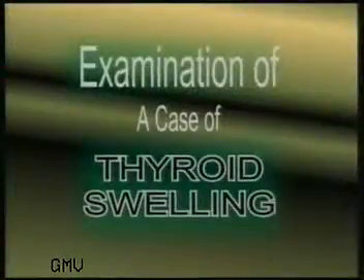Examination of thyroid swelling. The thyroid gland is located in front of the neck with its two lobes on either side of the trachea connected by an isthmus. We begin our examination of the thyroid swellings by inspection.